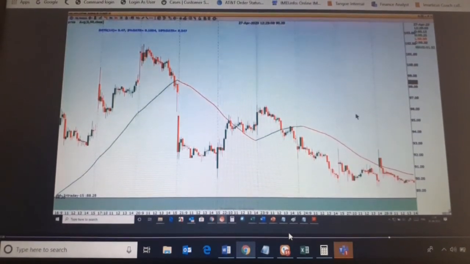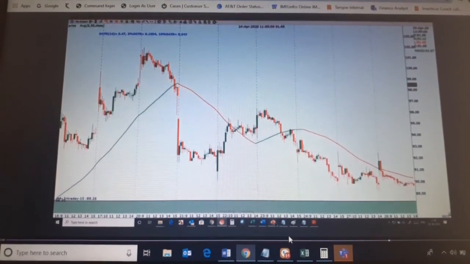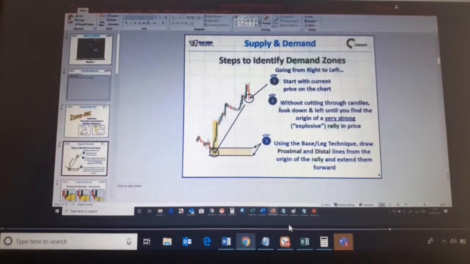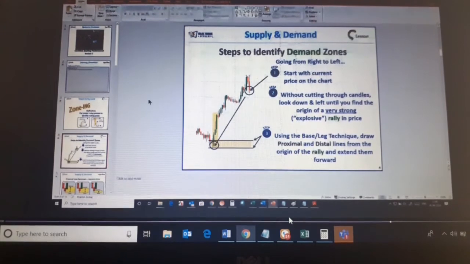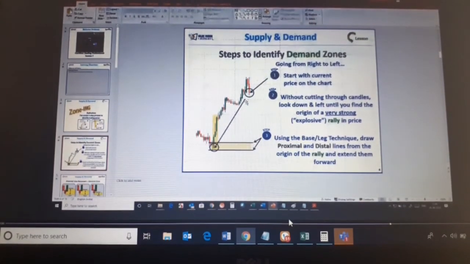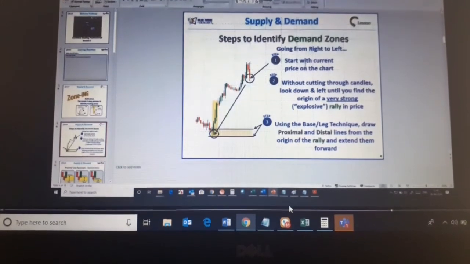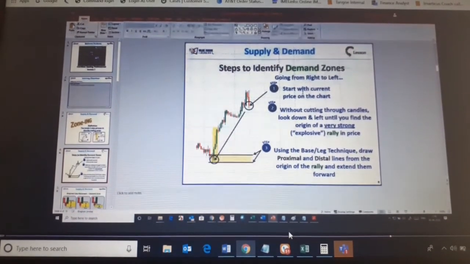So would it be correct to say the nearest fresh zone? Yes. You see here. Start with the current price in the chart without cutting through candles. Look left down. Here it is not mentioned, but it has to be the current. Start with the current. Why is it showing start with the current market price? Because it should be fresh to the recent memory of the traders.